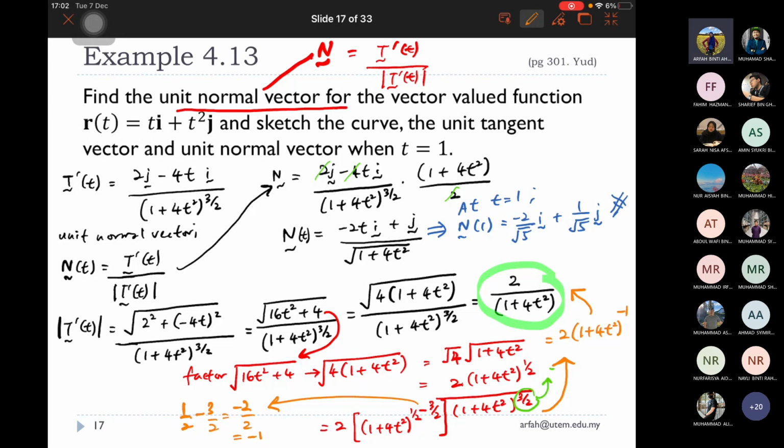So if there is no question, this is for the vector valued function, the unit normal vector and unit tangent vector. Most probably next Monday we will take a look at another example, and then we will look into how you are going to find the curvature. If there is no question, that's it for today.